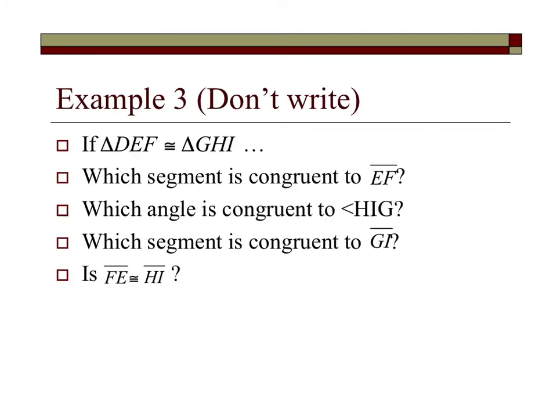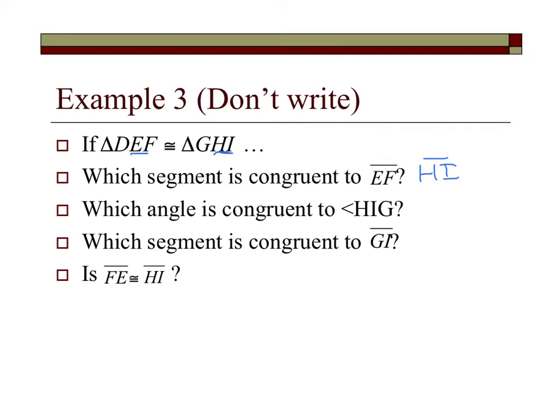Our next example, if we have triangle DEF is congruent to GHI, which segment is congruent to EF? So which one's congruent to EF? The way I like to look at this, and feel free to pause this and try these on your own, EF would match up with HI, so it would be segment HI.